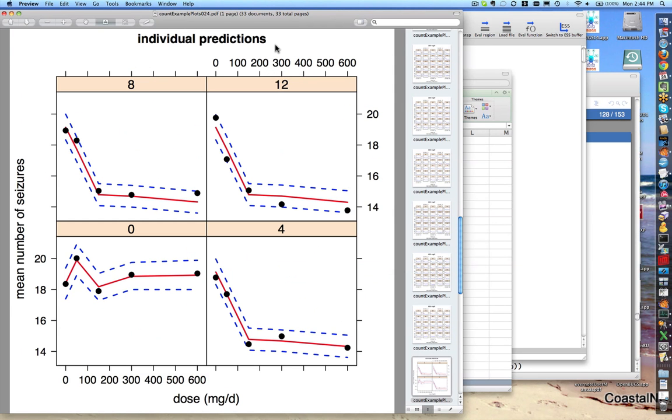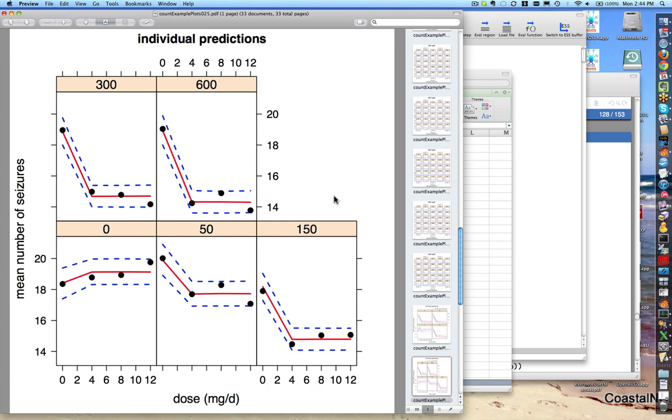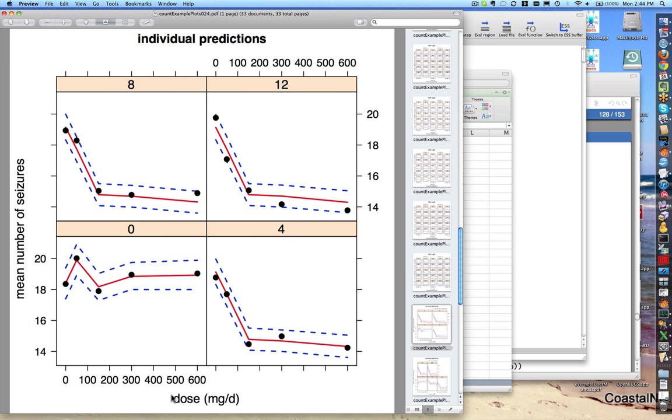So done that. Here's individual predictions in terms of looking at the mean number of seizures as a function of dose for the different time points in here. What's this? This is just, no, this is mislabeled. This should be time down here. This is just looking at the same data as we saw here, but turning around and plotting it against time.